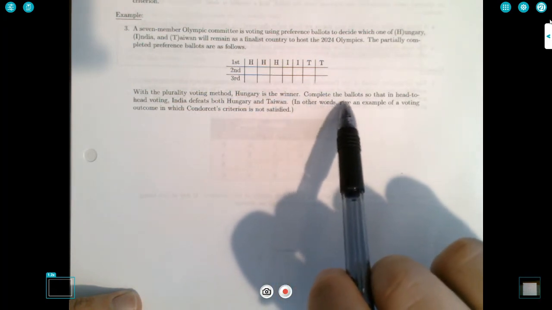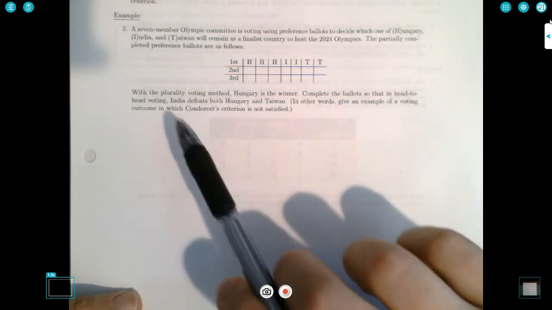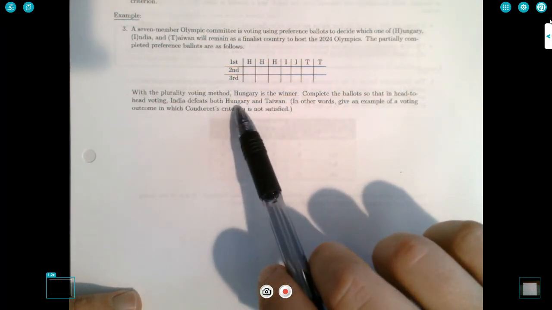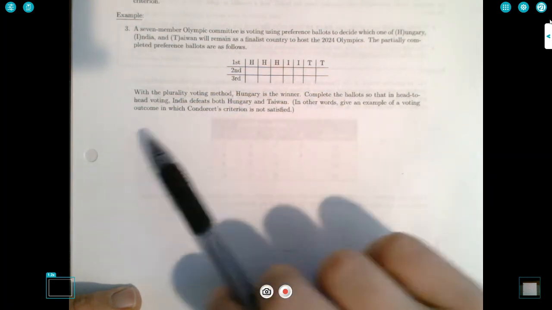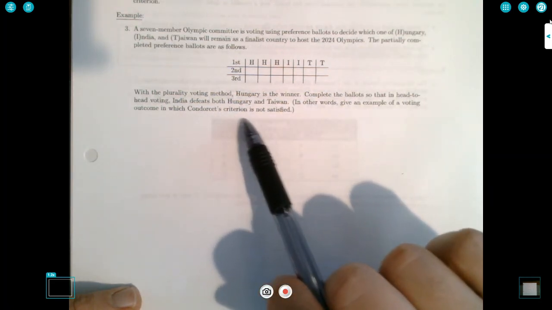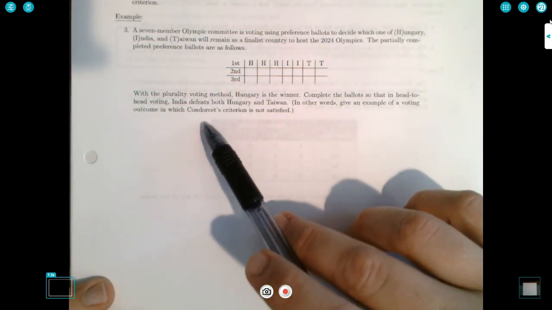So let's complete the ballot. We're going to work backwards, but let's complete the ballot so that in head-to-head voting, India defeats both Hungary and Taiwan. In other words, we want to give an example of a voting outcome in which Condorcet's criterion is not satisfied. And that'll show that the plurality voting method does not always satisfy Condorcet's criterion.